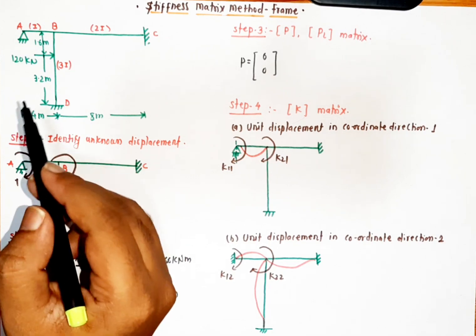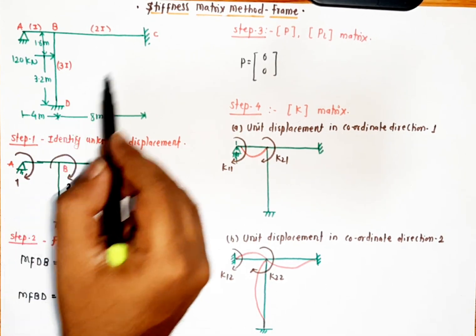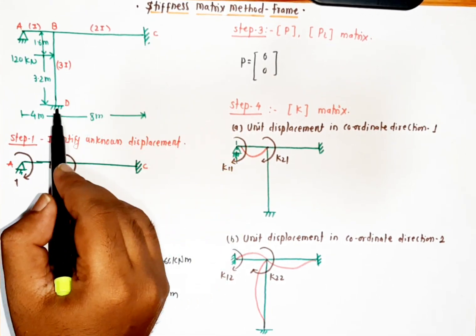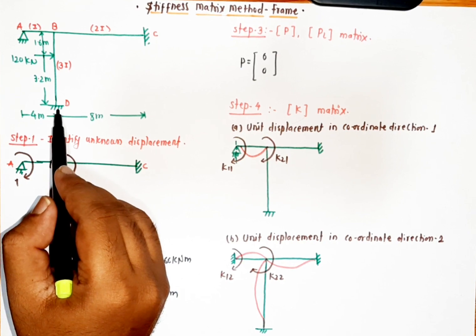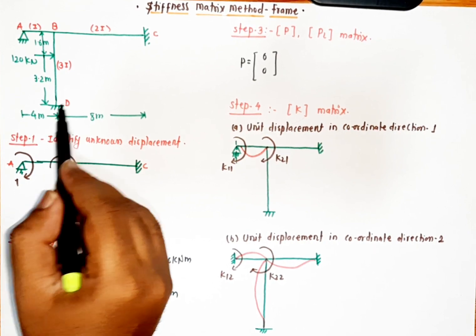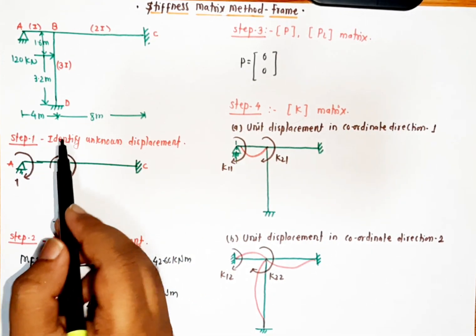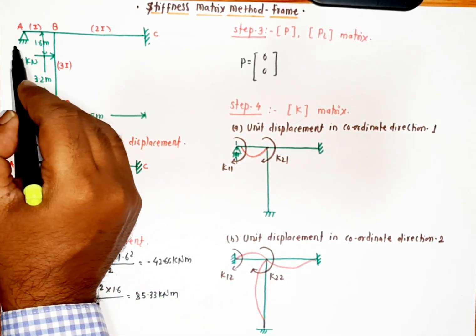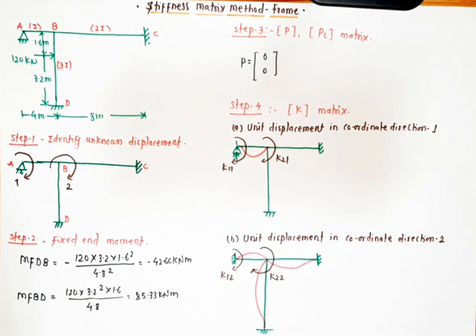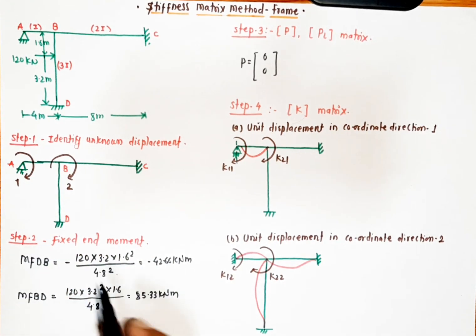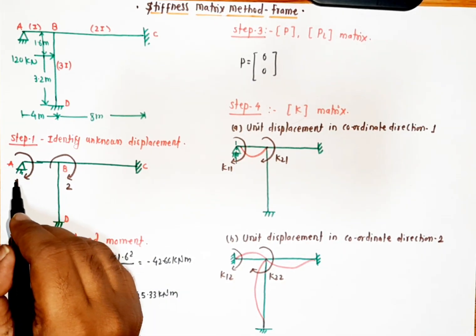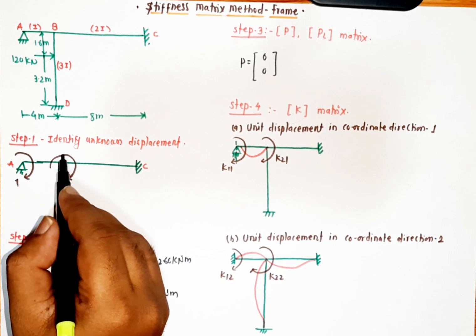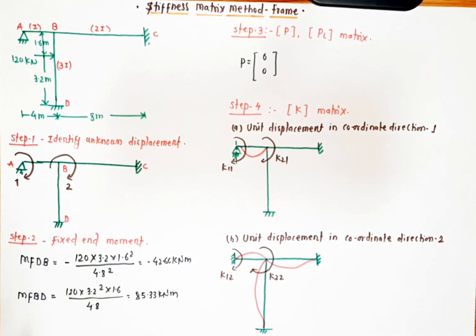When we see this frame, support C and support D are fixed. That's why there will not be any displacement at these two supports. So ultimately there will be two unknown displacements, one at A and one at B. So we'll give the rotations along coordinate direction 1 and coordinate direction 2.